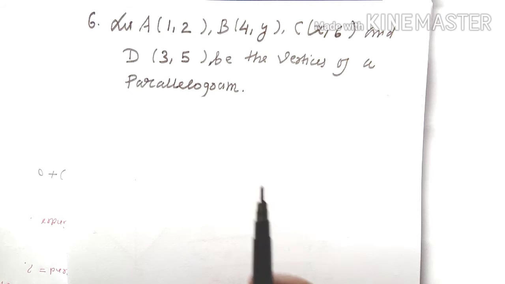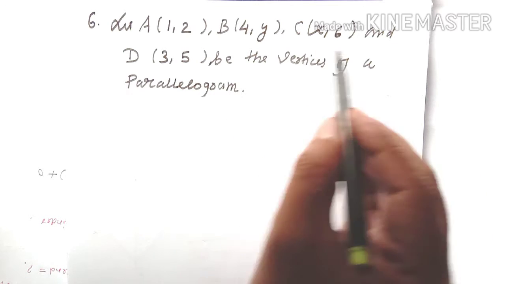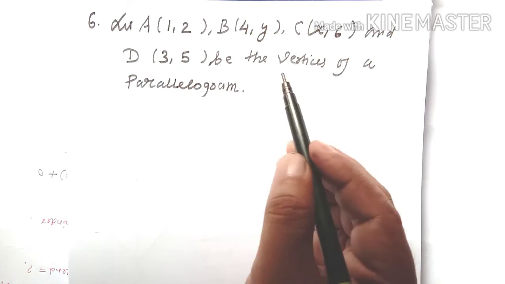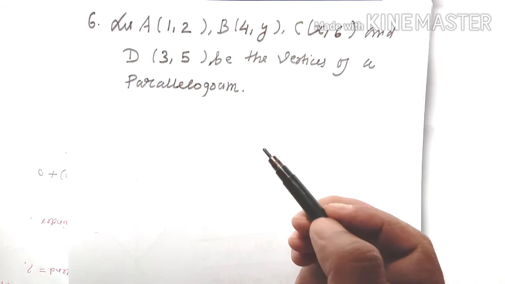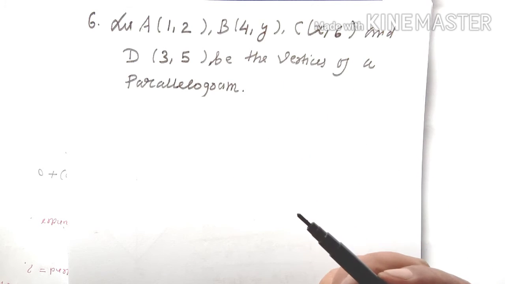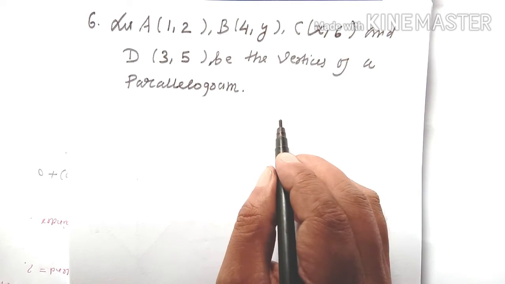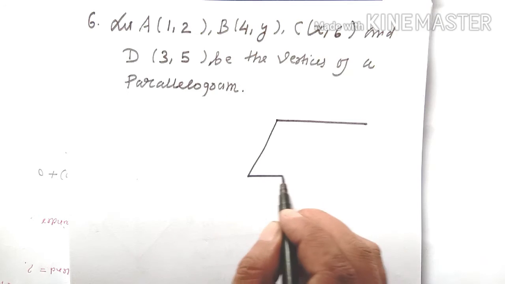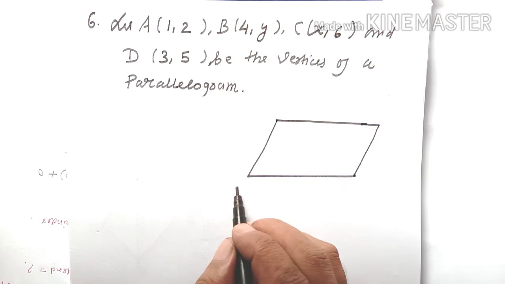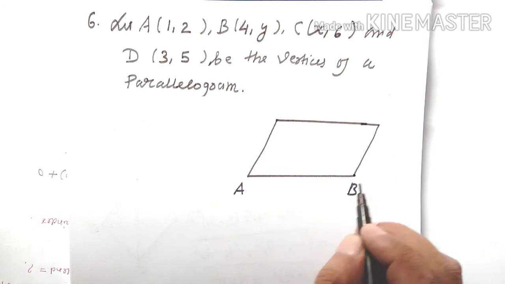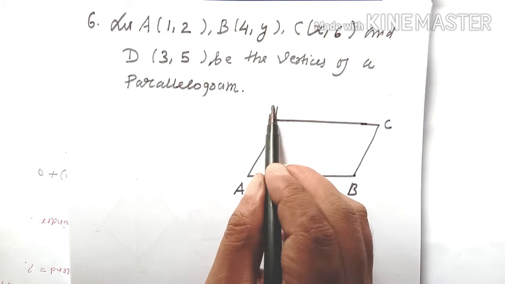Problem number 6. We can see here the vertices of a parallelogram are taken in order. We need to find the value of x and y. So let's have a look at a parallelogram figure. We can consider a parallelogram and label it with the letters A, B, C and D.